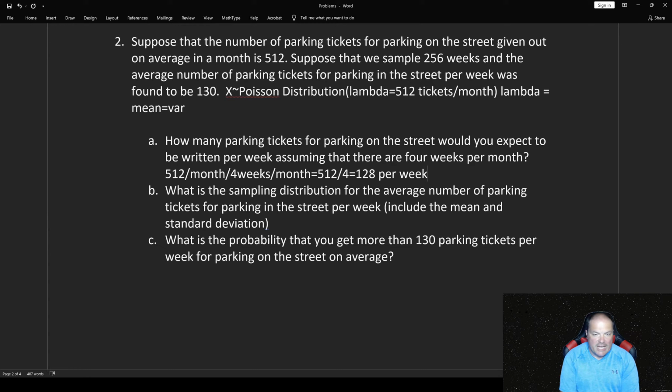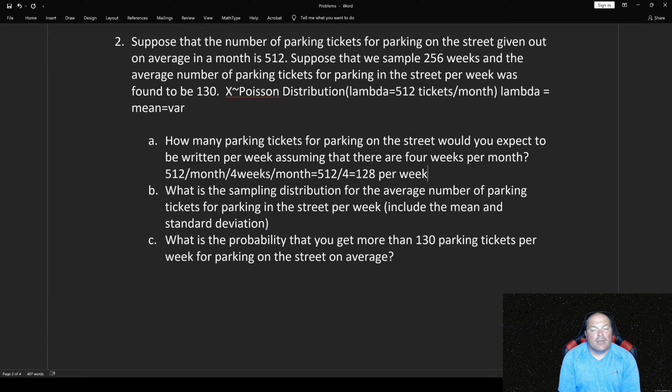Now that's great. And all we really did there was use the fact that we wanted to turn everything into the same units. So now we have the mean is equal to 128 per week. We have a sample of size 256 weeks. Within the sample, we have an average number of parking tickets for parking in the street per week being 130.